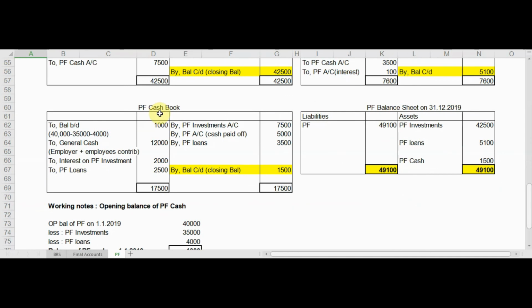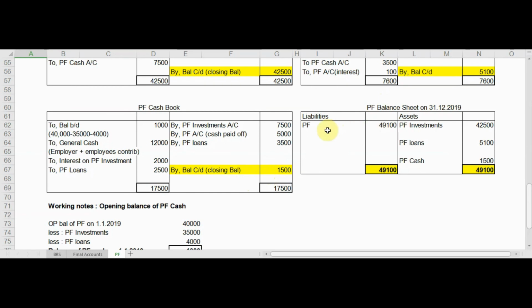Now PF cash book. The total is 17,500. Now if we deduct these balances from 17,500, we get a balance of 1,500, which is the closing balance of PF cash. Now with these balances we will prepare the PF balance sheet.